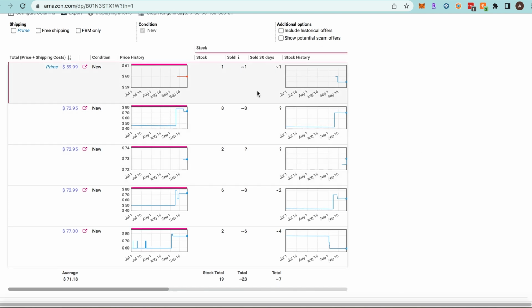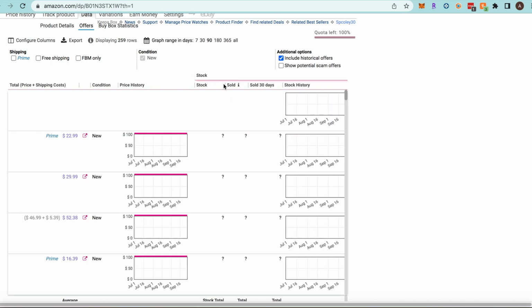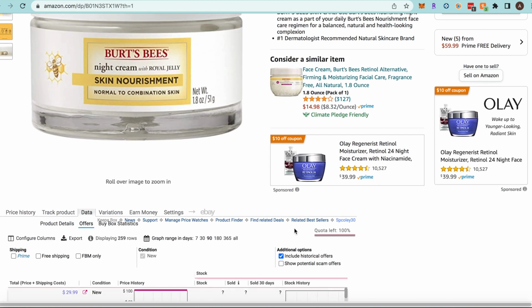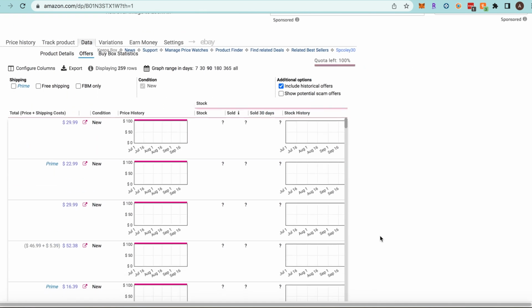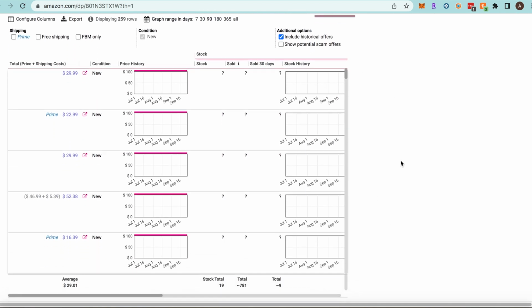You can also turn on historic sellers, and if it's selling out often, you see a lot of fluctuations in the amount of sellers, the seller count, then it'll give you a pretty good indicator of maybe people are running out of stock often, and that's also a good sign that it's selling fast.